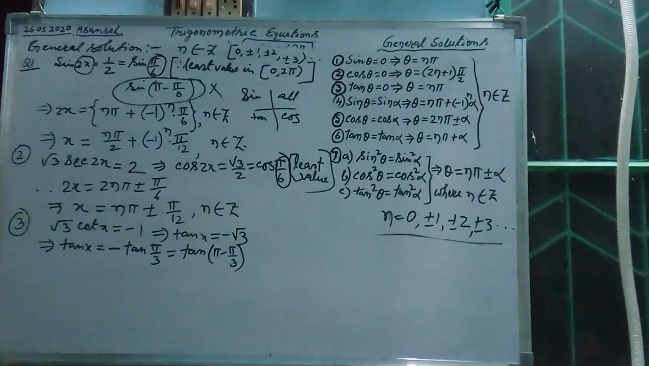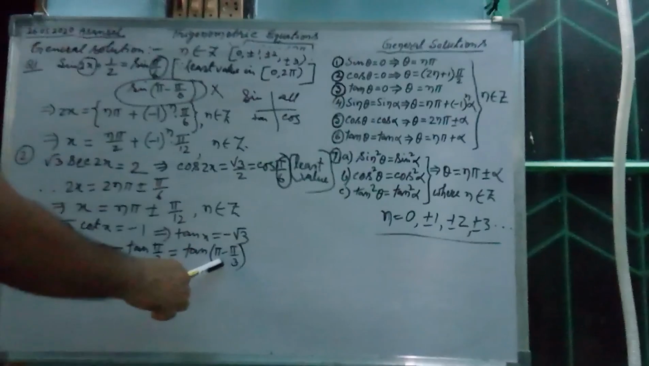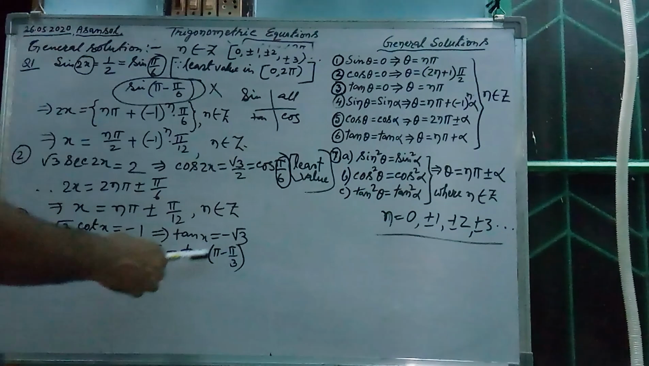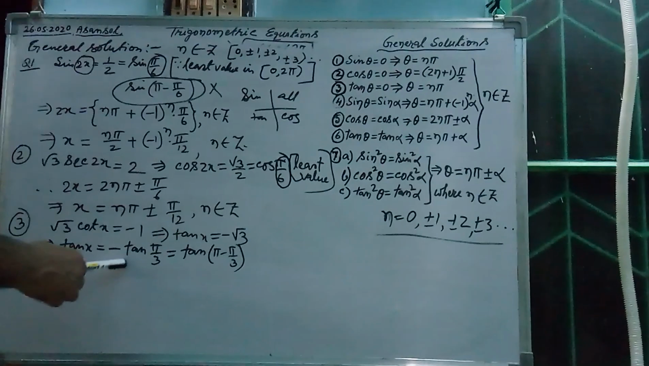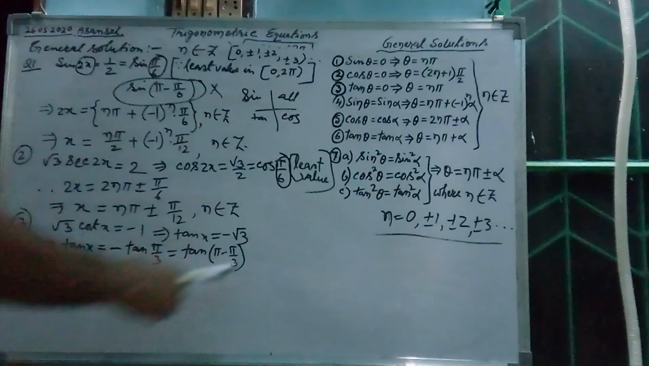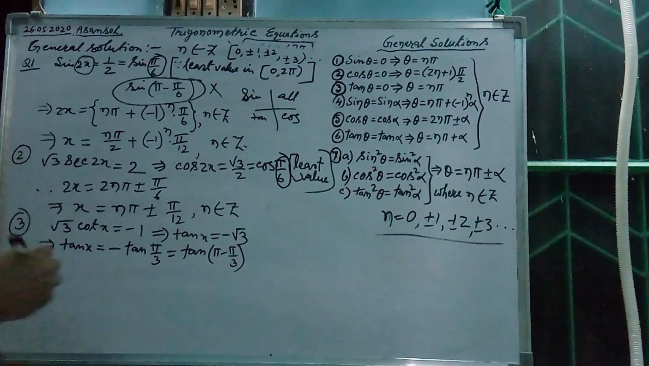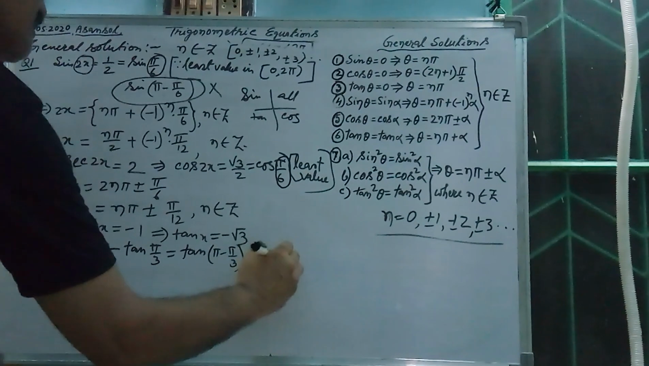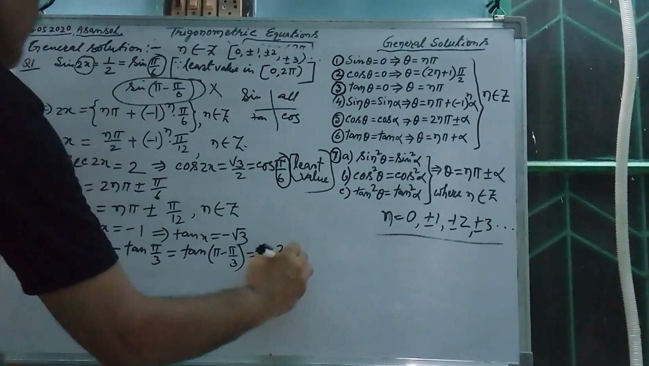Again, we are taking the least value. If we take tan of pi minus pi by 3, in the second quadrant tan is negative, so tan of pi minus pi by 3 is equal to minus tan pi by 3. We are taking the least value. So tan of pi minus pi by 3 is equal to tan of 2 pi by 3.